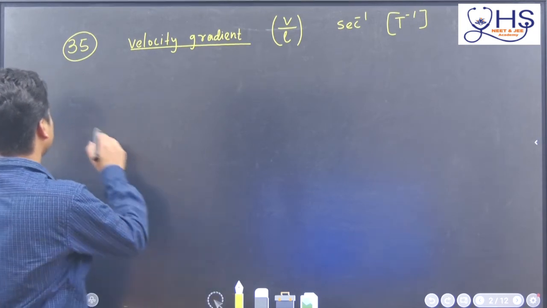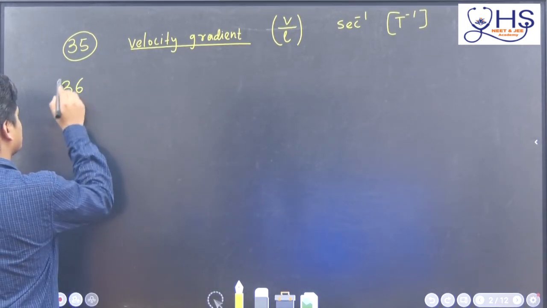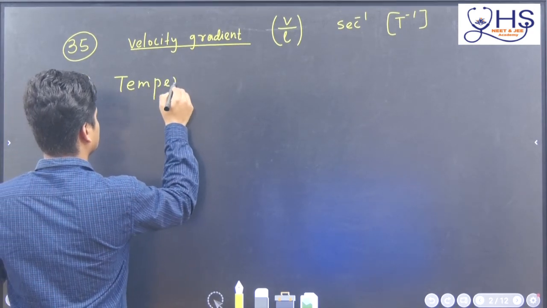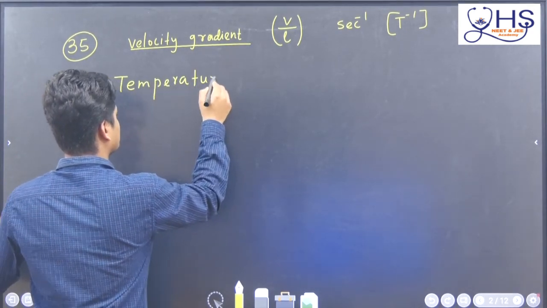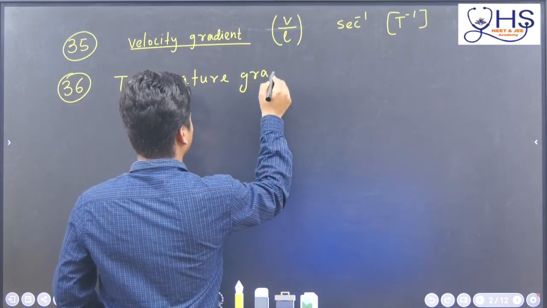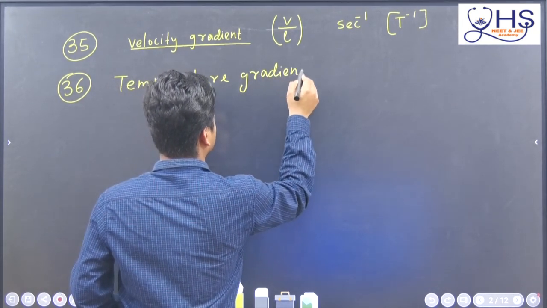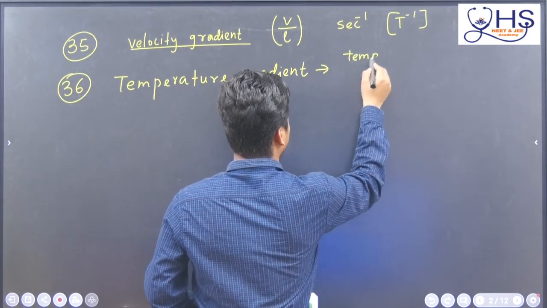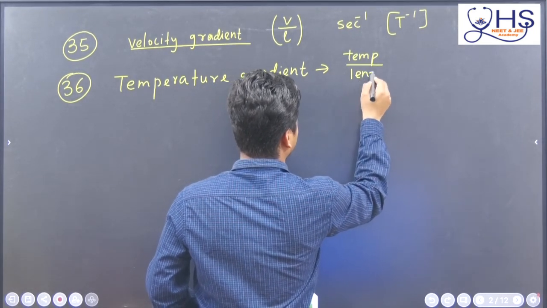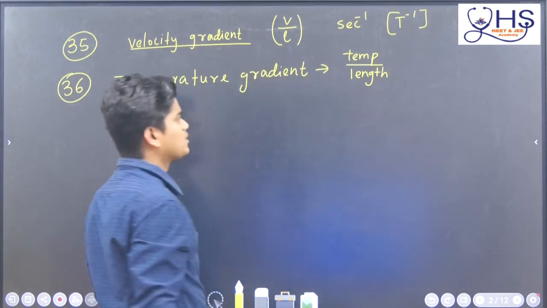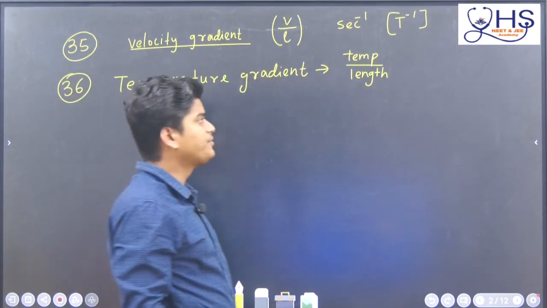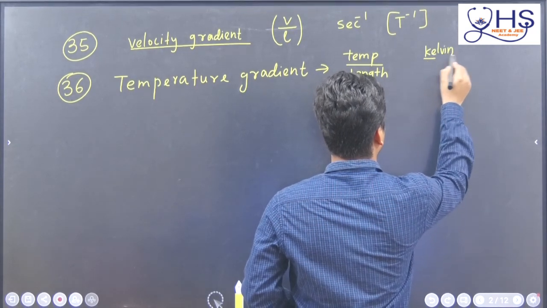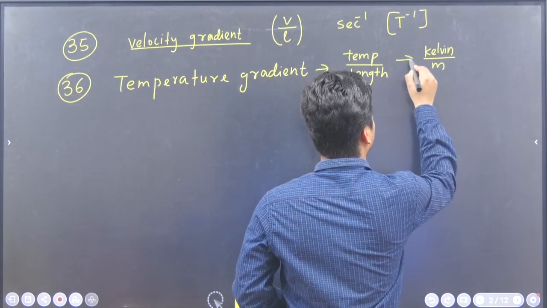Now today we will be discussing number 36, temperature gradient. Same thing here, so it will be temperature by length. Temperature is basically in Kelvin, so the unit will be Kelvin, and the length unit is meter. So it will be Kelvin by meter.